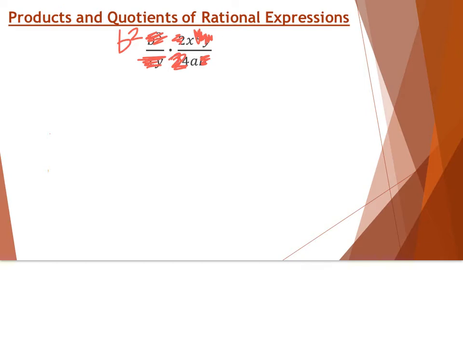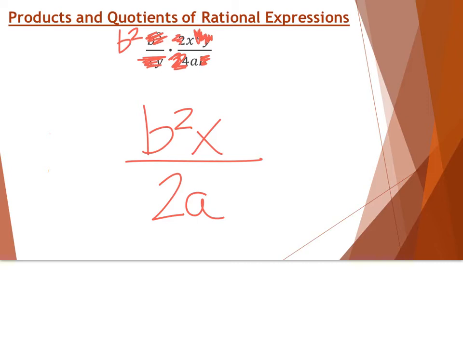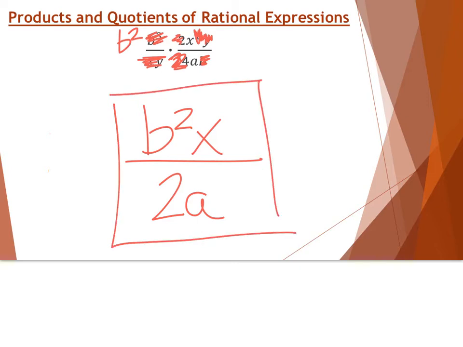And I'm just going to multiply straight across. b squared and x are on top, and on the bottom all I have left is a 2 and an a. And that is my simplified rational expression. So we're going to cross-cancel and then multiply straight across.